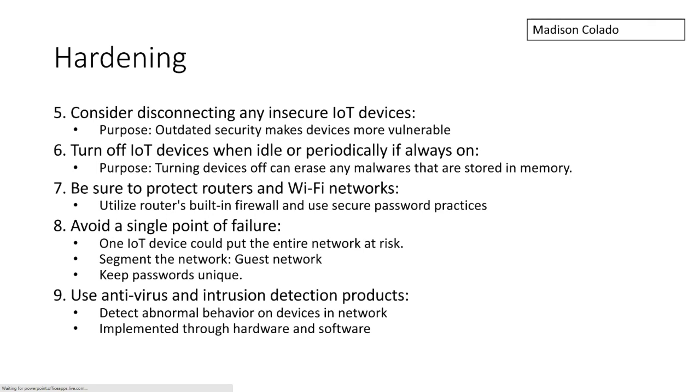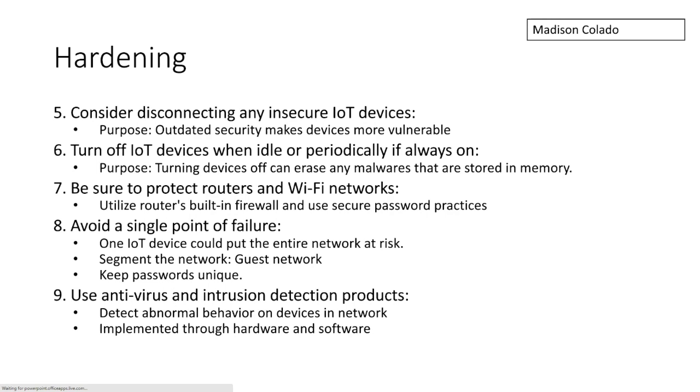Step number 8. Avoid a single point of failure. One vulnerable IoT device could be enough to put the entire network of devices at risk. You can avoid a single point of failure by segmenting the network, if possible, into categories and keeping each device's password unique. And finally, step number 9, use antivirus and intrusion detection products.